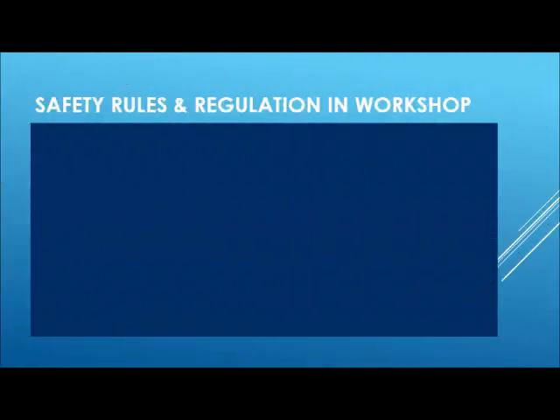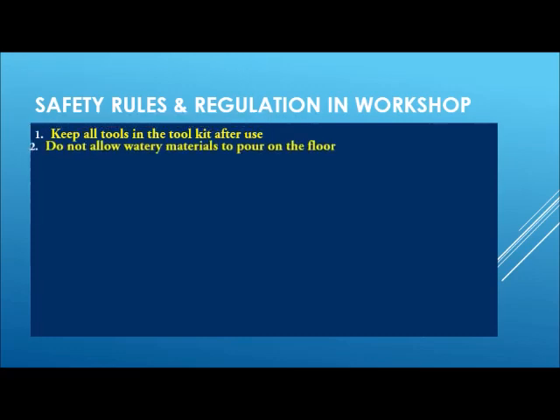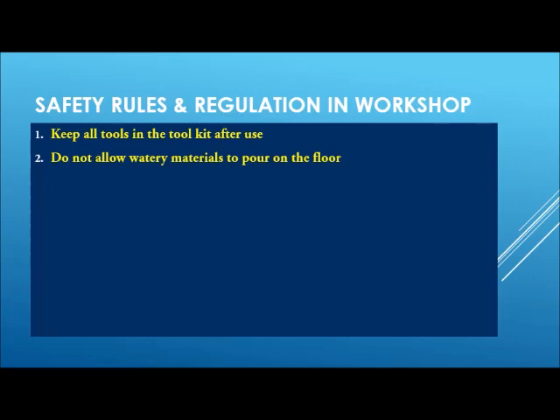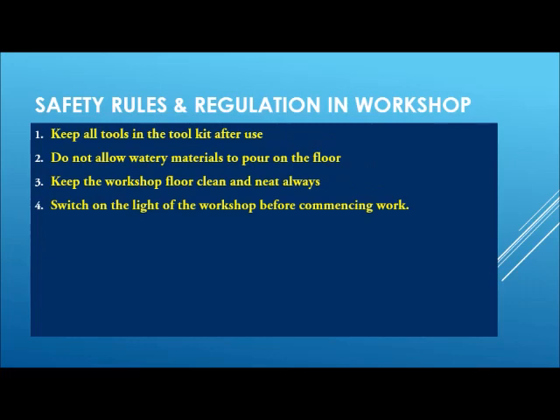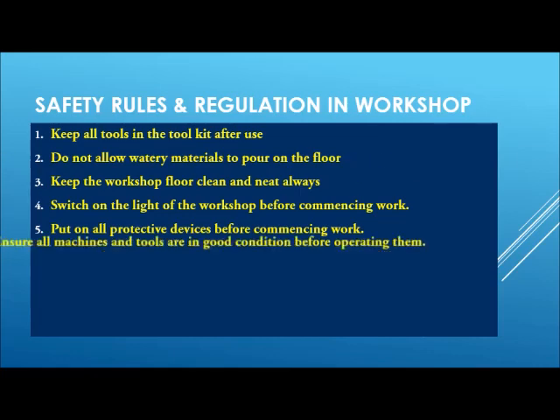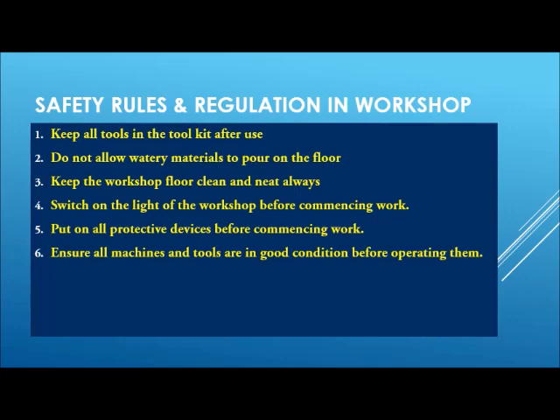Safety rules and regulation in workshop. The first one, keep all tools in the toolkit after use. Second, do not allow watery materials to pour on the floor. The third one, keep the workshop floor clean and neat always. Number 4, switch on the lights of the workshop before commencing work. Number 5, put on all protective devices before commencing work. Number 6, ensure all machines and tools are in good condition before operating them.